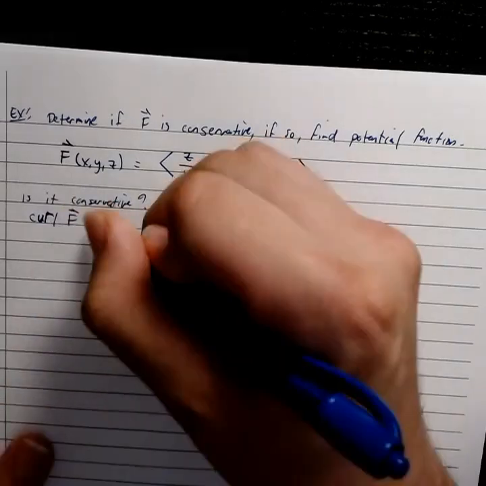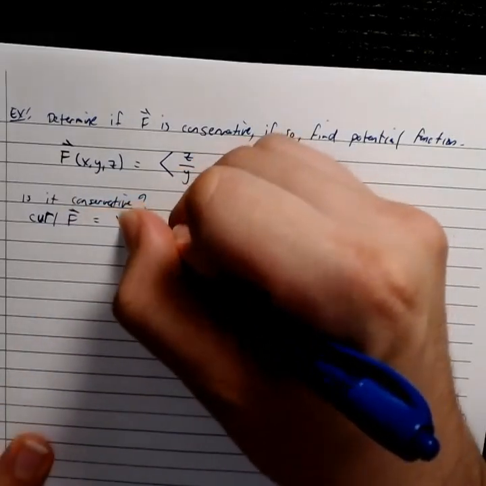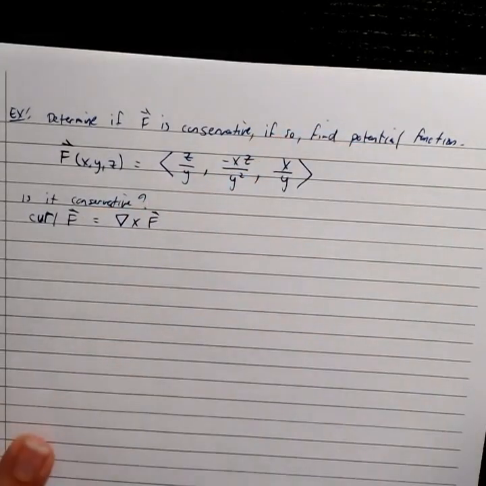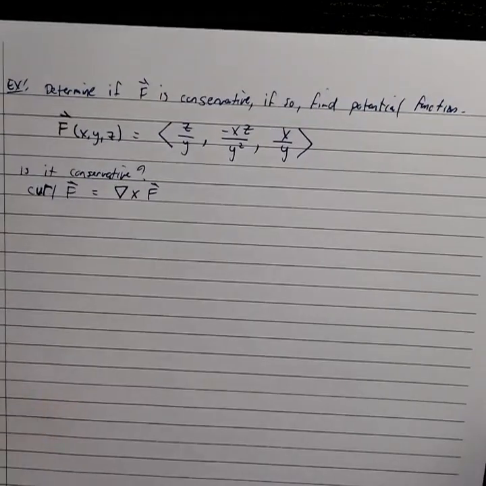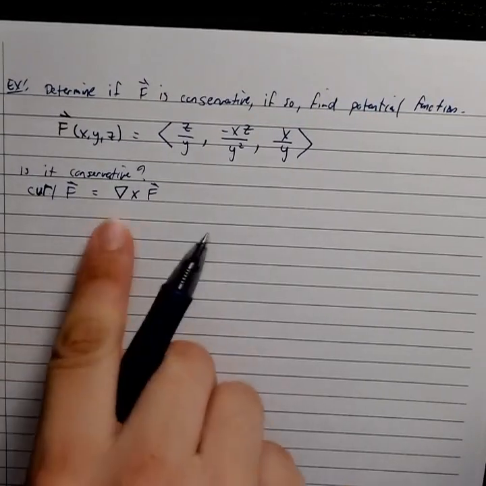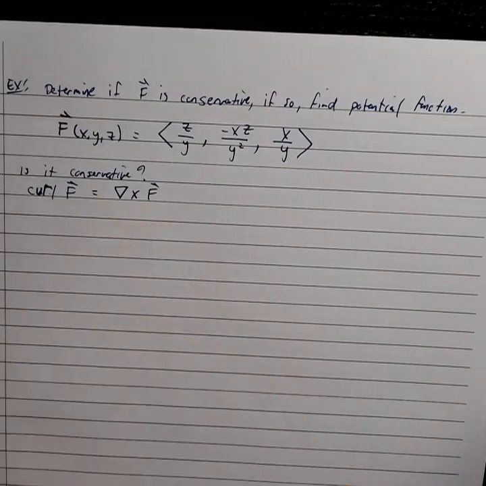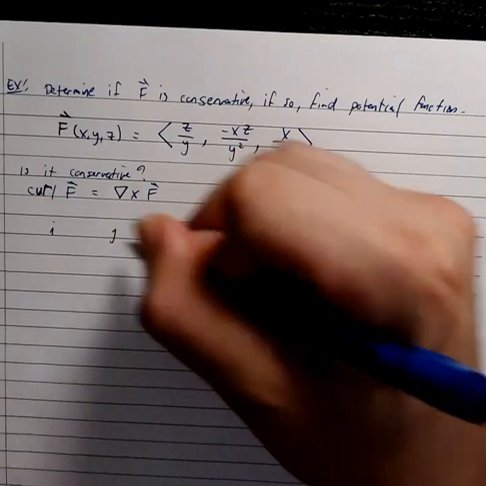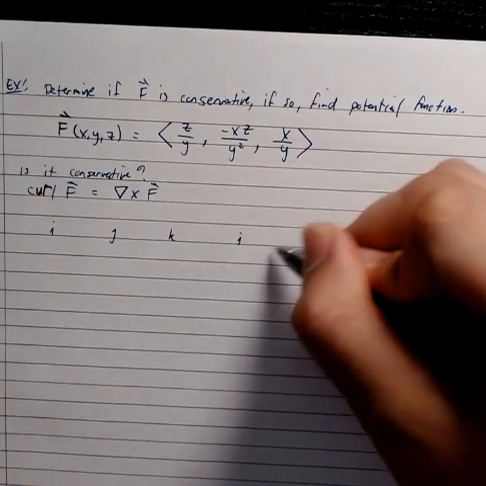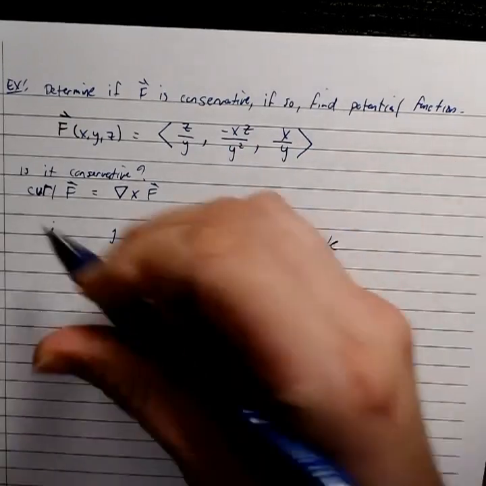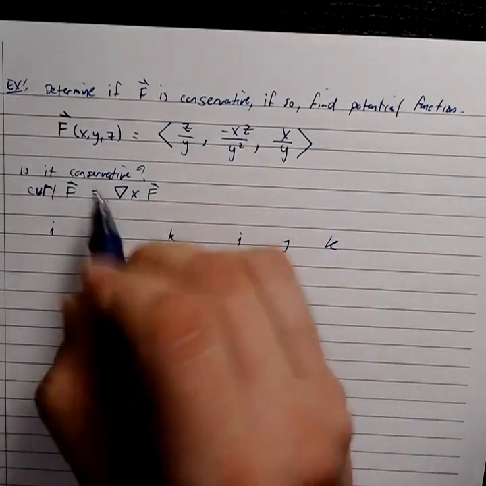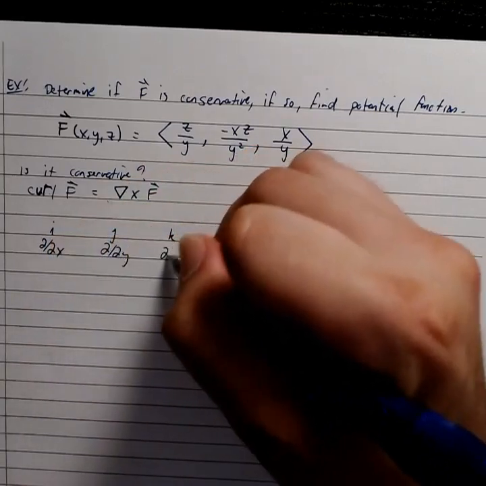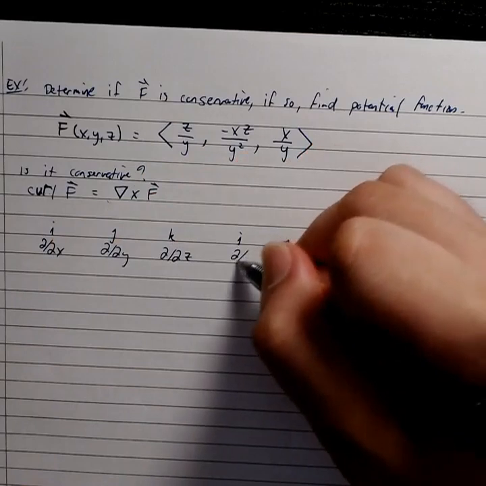Anyway, find the curl of F, that's given by the differential operator crossed with your vector field. All right? Del cross F. Okay, well, that may be an abusive notation, but it's a very useful abusive notation. I, J, K, I, J, K. The differential operator is made up of del x, del y, del z, and same thing over here.